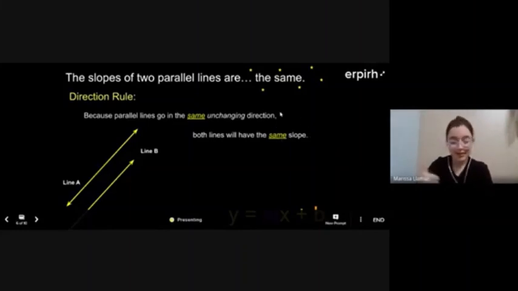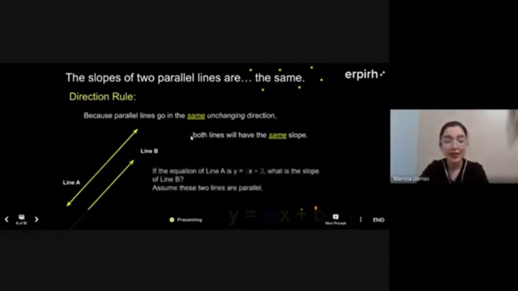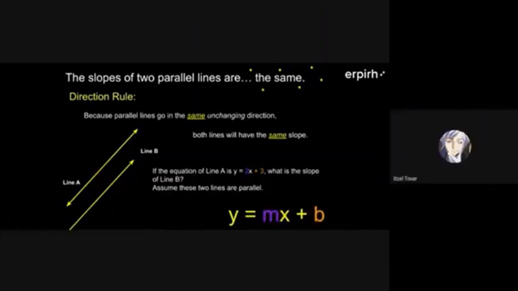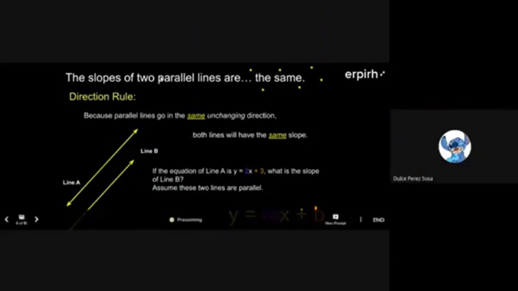Does everybody understand? Feel free to unmute yourselves or to use the chat. So I'm getting a lot of yeses. I'm going to ask you guys a question. So with this being said, with the direction rule in hand, same direction equals the same slope. If the equation of line A is equal to 2x plus 3, what is the slope of line B? Assume these 2 lines are parallel. Does anybody want to take a guess or a crack at this problem? 2. 2? Why?